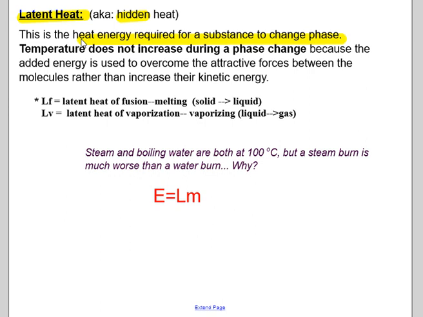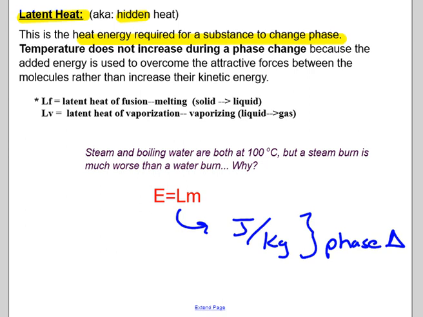And that's because all of the energy that's going in is being used to overcome those intermolecular attractions. The particles aren't changing their vibrational response yet because they haven't moved far enough away from each other. Temperature is not increasing. So latent heat is measured in joules per kilogram and is used only during phase changes. Again, the symbol triangle means change.